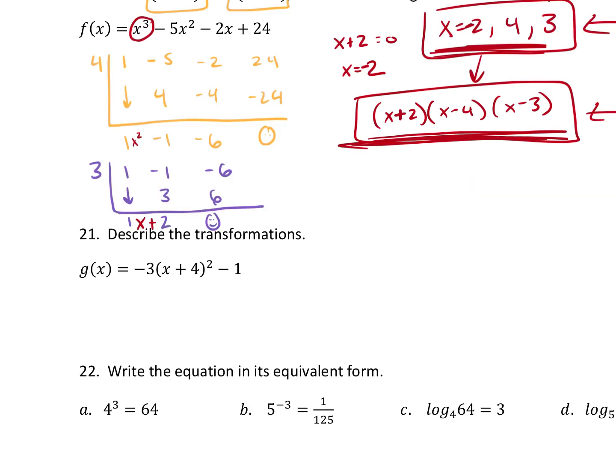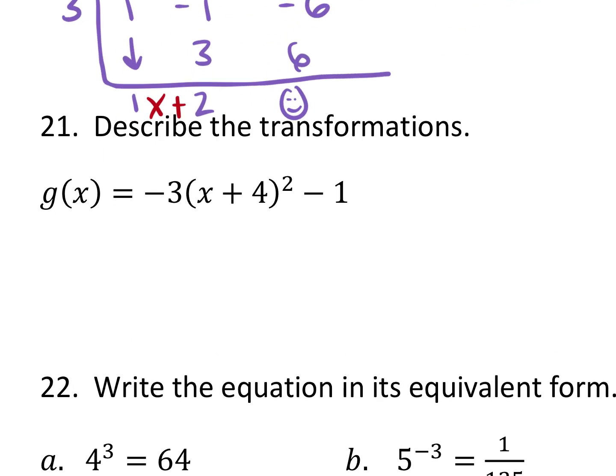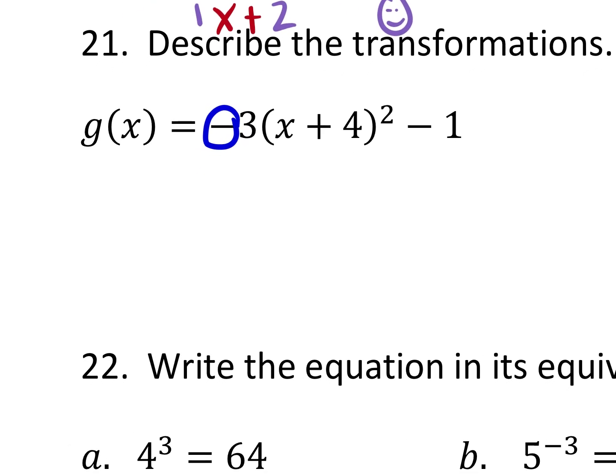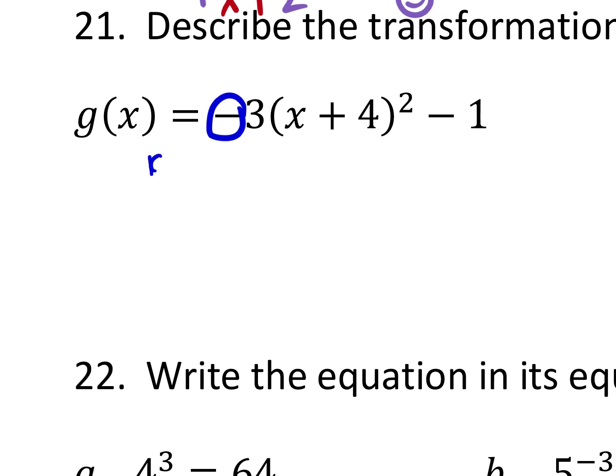All right, so 21, kind of moving in a different direction now. Here we have to describe the transformations. So what happens when we multiply it by a negative outside? A reflection on which axis? X-axis. What about when I multiply by 3 on the outside? Does it stretch or shrink? Stretch.